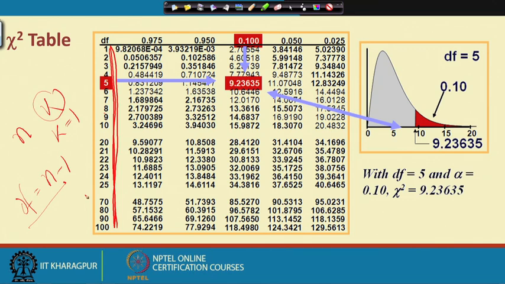So, if you put alpha equal to say 10%, then corresponding to 10%, the chi-square value is coming 9.236. This is the chi-square test statistic corresponding to the degree of freedom, which in this case is 5. So, that means the sample size is n, and alpha is 10%. As a result, your chi-square is coming 9.23635, right.